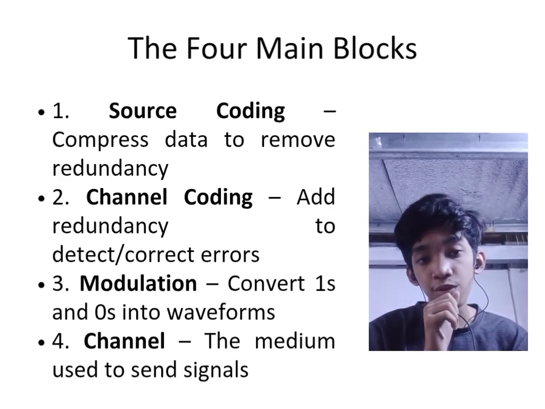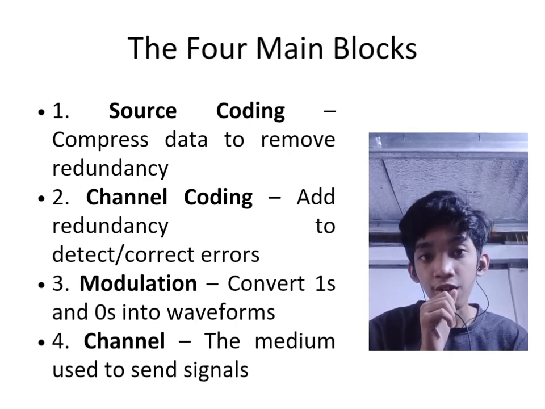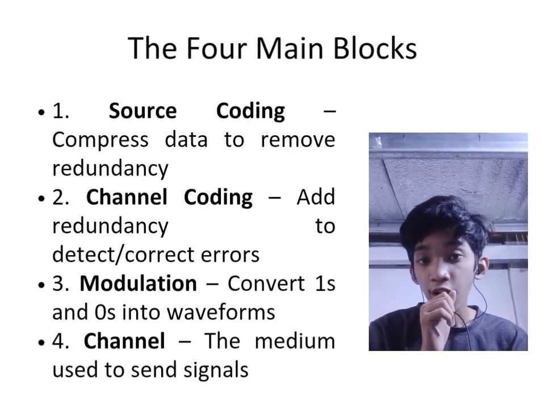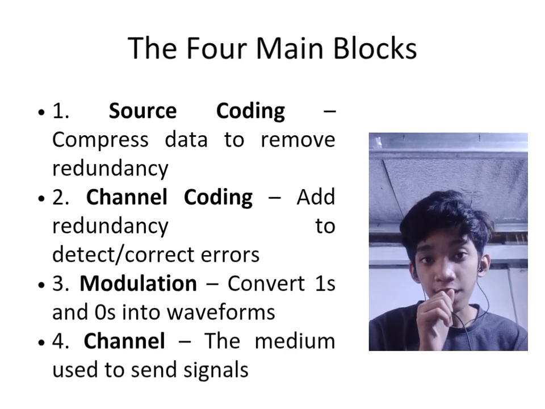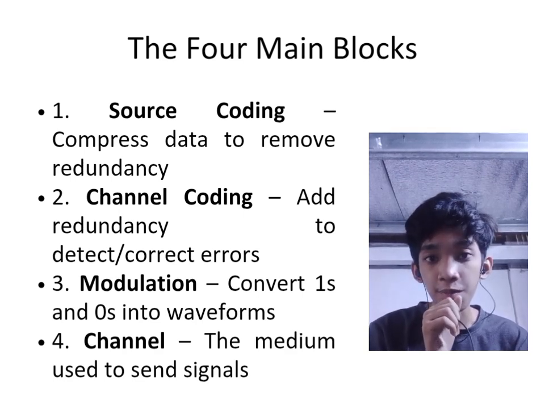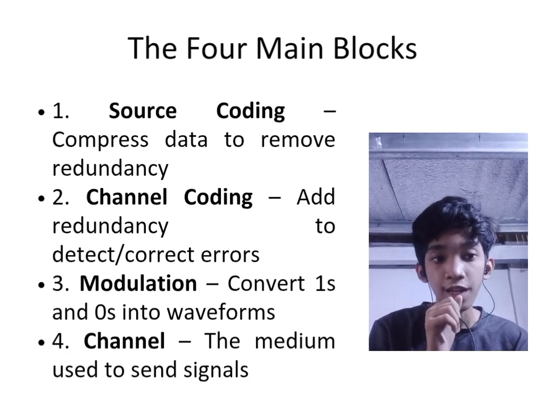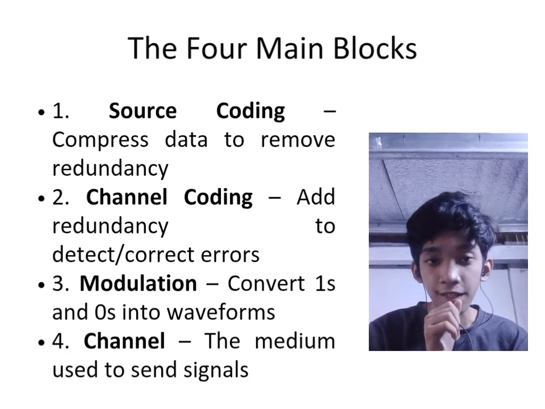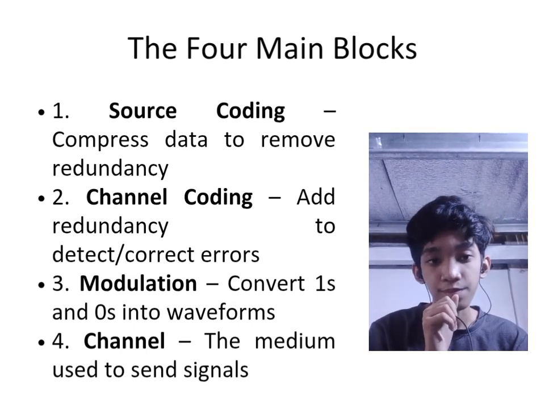The next step is called channel coding, that adds redundancy to detect or correct errors. After compressing, we add extra bits that serve as error checkers. This helps detect mistakes caused by noise during transmission. It's like putting a safety net in case something goes wrong.